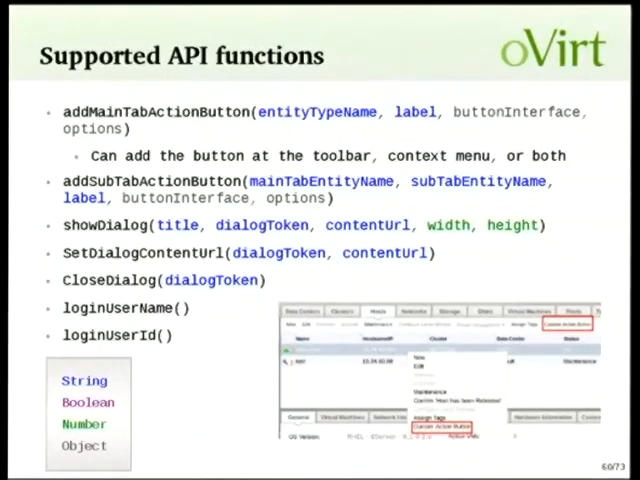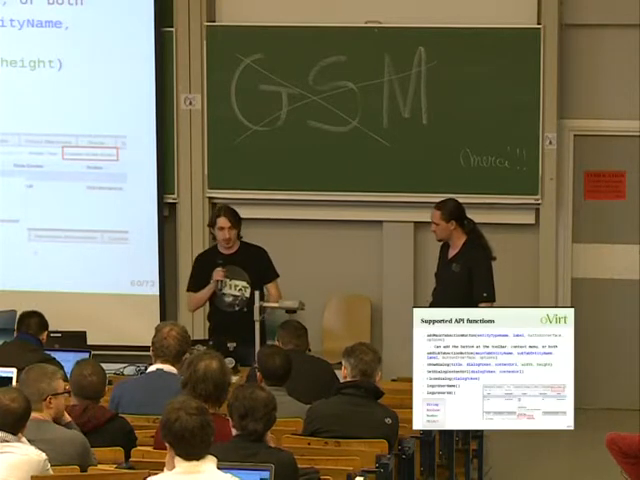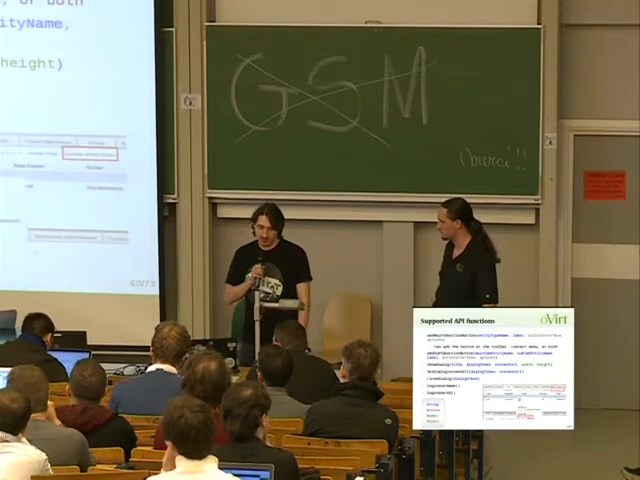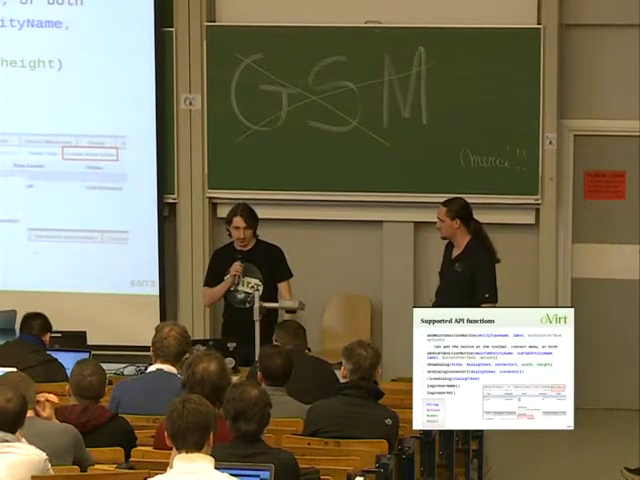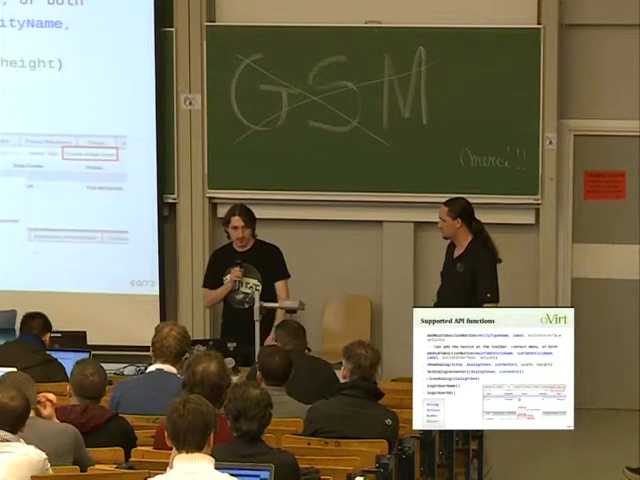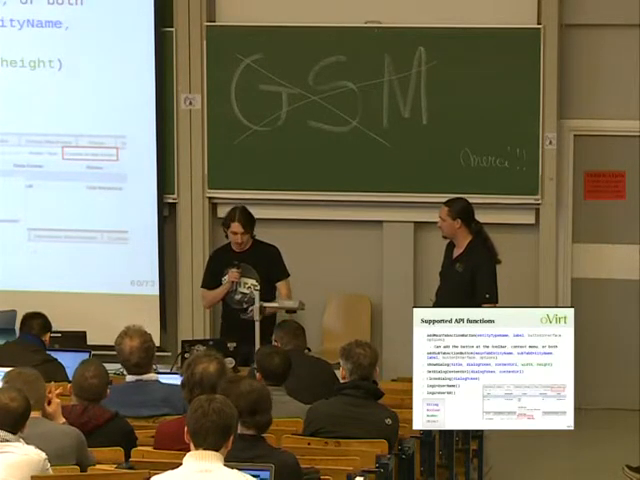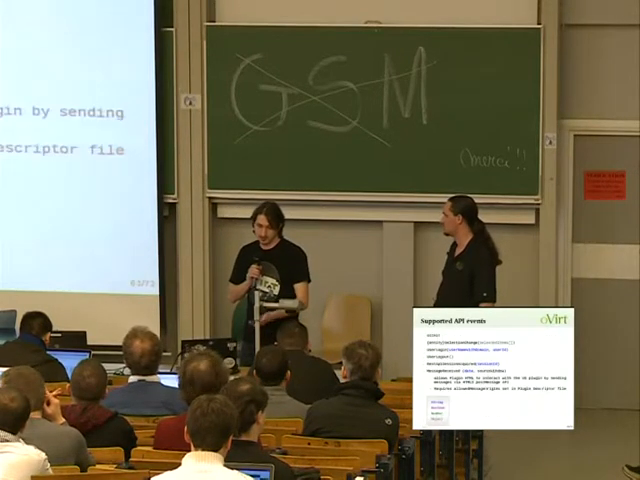Next, you can add buttons. These are main buttons where you can decide, should they be only in the toolbar, should they be in the context menu, or should they be in both. You can show dialogues, open dialogues. These dialogues have the same look and feel as oVirt with the show dialog option. You set the dialog content URL and can close it, of course. And you can deal with logged-in users.